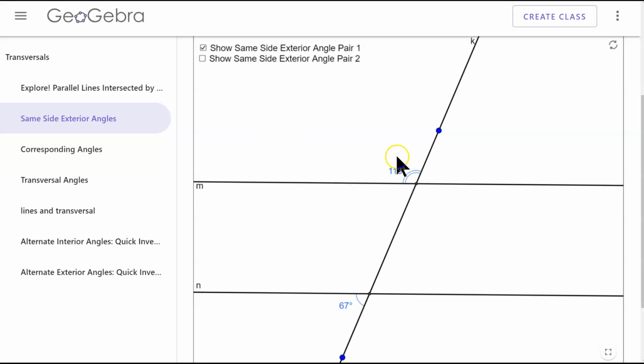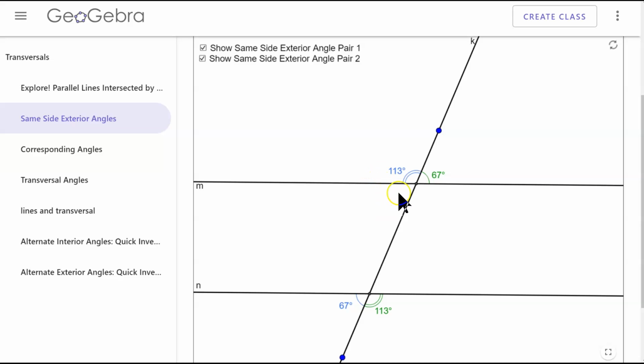That means those are supplementary. That's right. What about the other ones? Let's take a look. Add them up. 67 and 113. Wait a minute. 67 and 113. So alternate exterior angles are congruent, but same side exterior angles are supplementary. Supplementary, and look, they're the opposite of what they say. Oh, that's so cool. I couldn't find one really that was same side interior, but take my word for it.